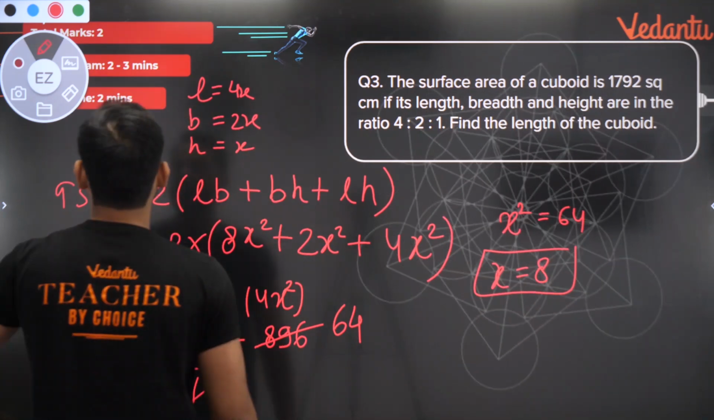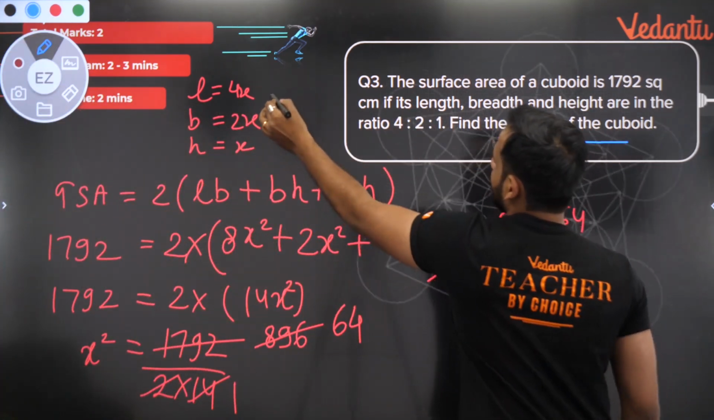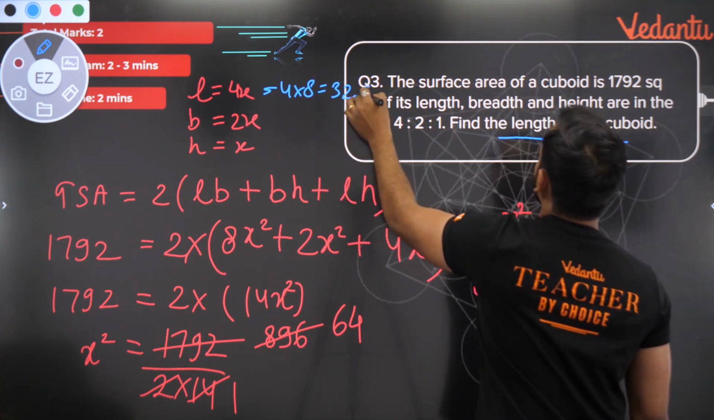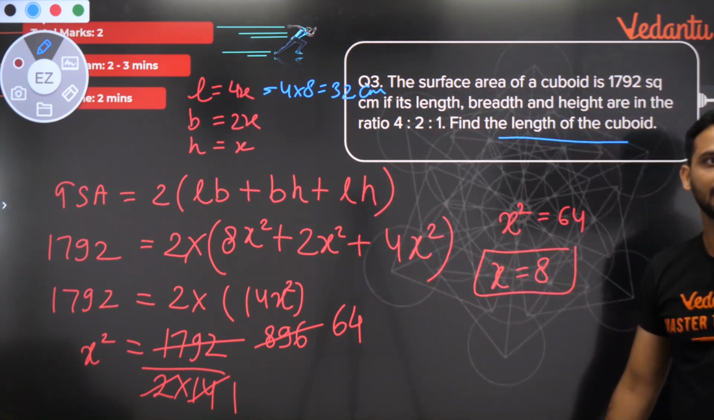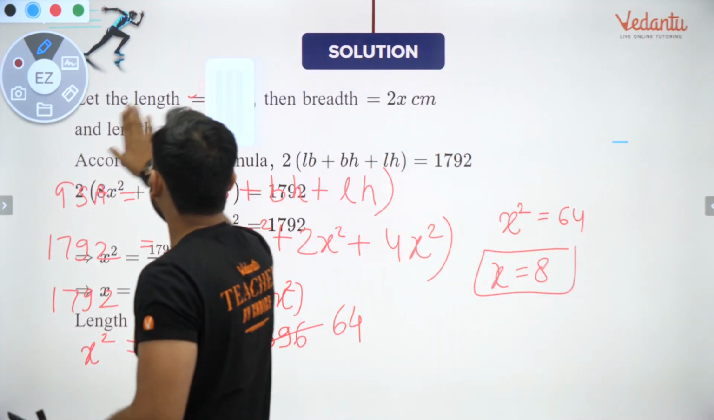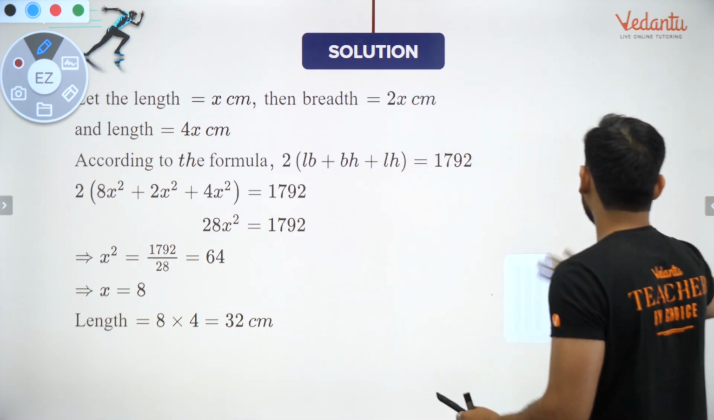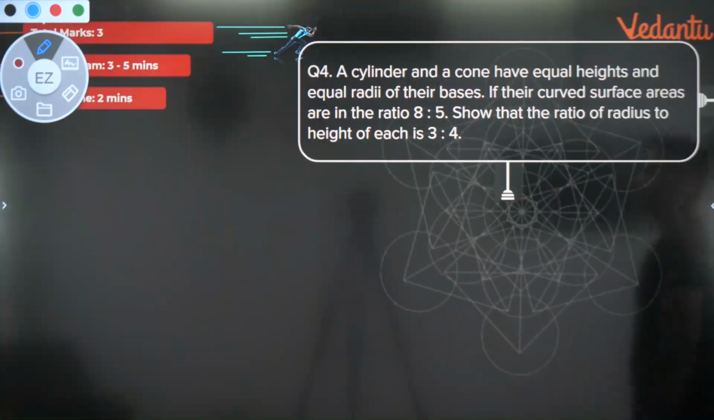If x is equal to 8, I can clearly say now that they have told me to find out the length. So length will be equal to 4 into 8, which is equal to 32 centimeter. Why? Because the area was given in square centimeter. So the length will be equal to 32 centimeter. As simple as that. Okay, so you can see the solution one more time if you want. Now let's move to the next question.